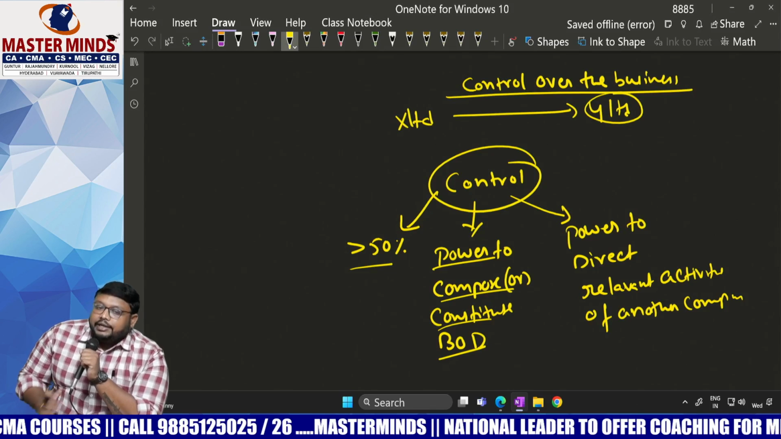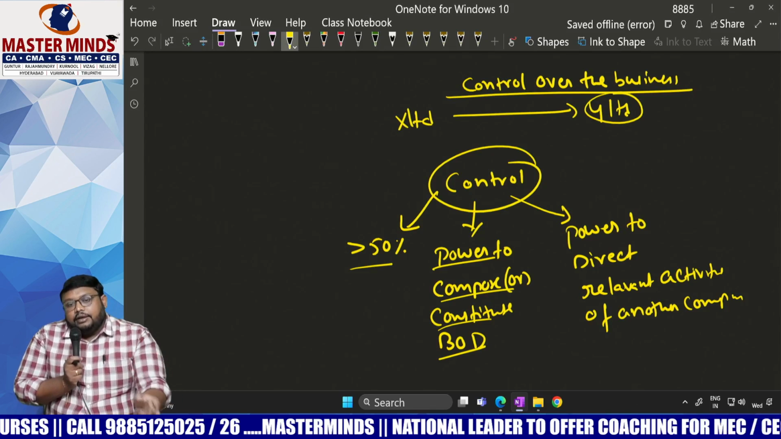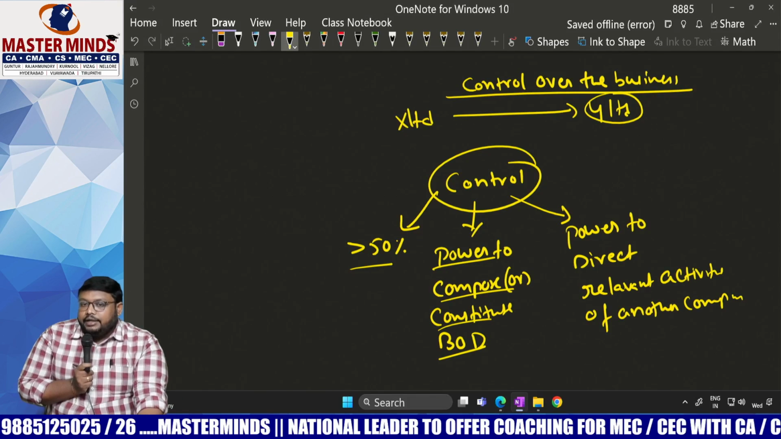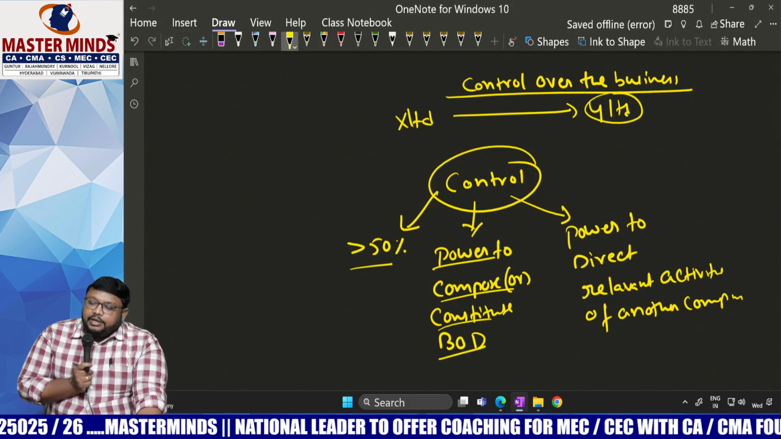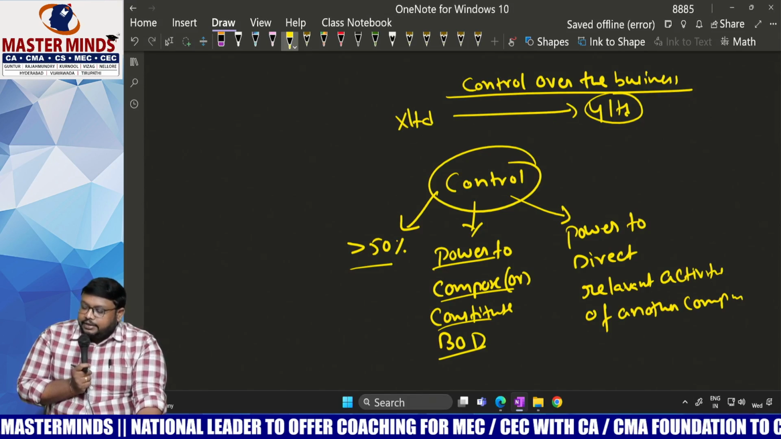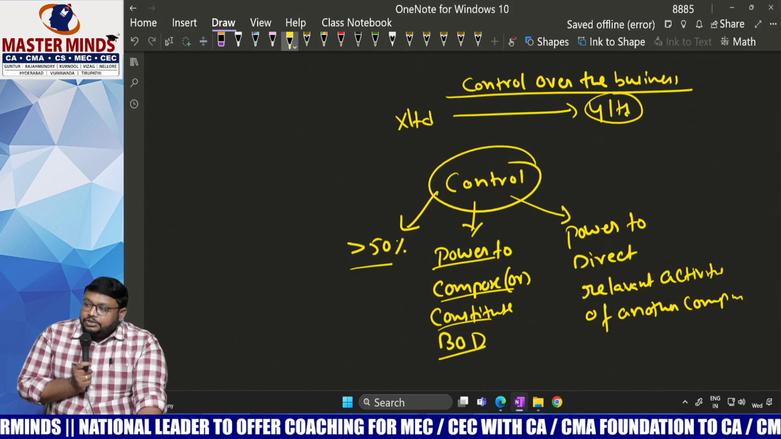So control will be obtained by three possible ways. When you have more than 50% of stakes, we can say we are getting control over the business. At the same time, if you have the power to compose or constitute the board of directors of another entity, then we have control over that business.